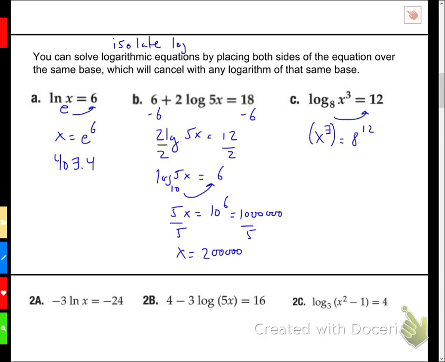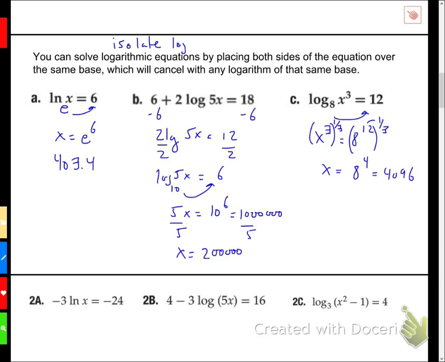I'm going to raise this one to the 1/3 power and raise this one to the 1/3 power. Okay, so raising something cubed to the 1/3 power should cancel it out. This also allows me to just use the multiplication property of powers here. 12 times 1/3 is 4. So this gives me 8 to the 4th, and that's a far more reasonable number. All right, so that gave me 4096.